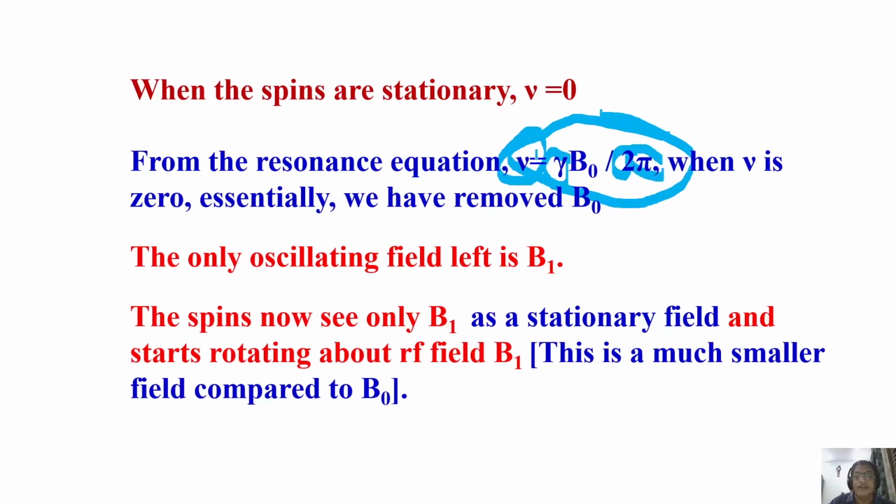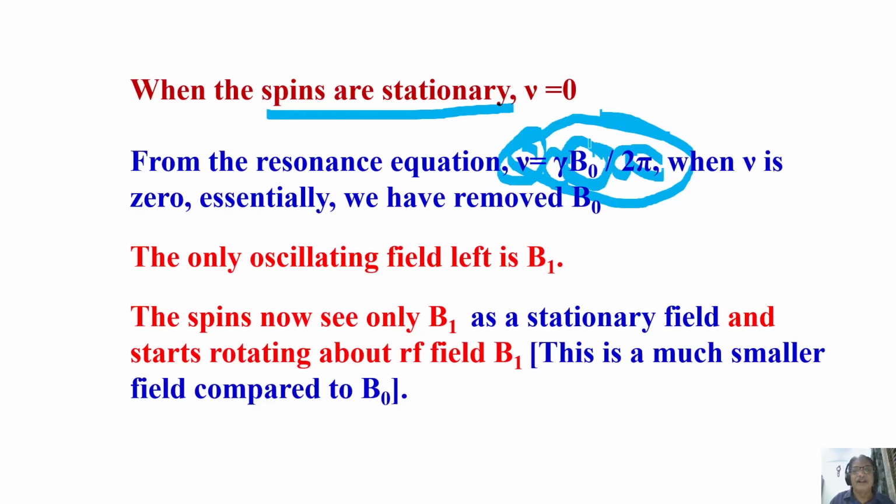Then what does it mean? When nu is 0, you are making B naught 0. That is the only thing you can vary. These are constant terms. That means in the rotating frame, when the spins are stationary, you feel the main magnetic field B naught is removed. It is 0. The spins feel as if you have not applied the external magnetic field in the rotating frame.